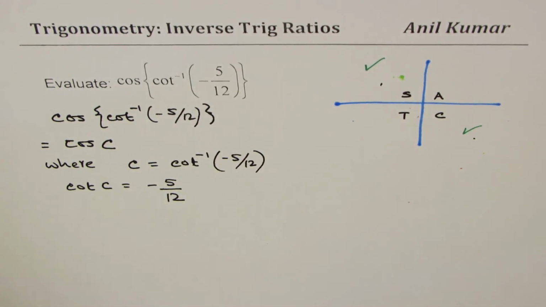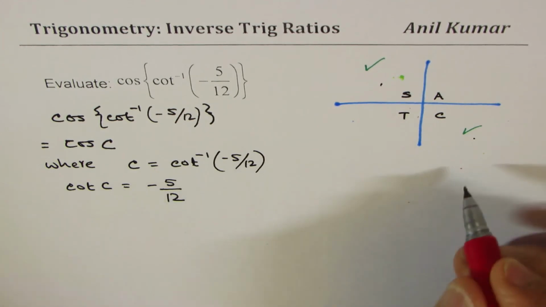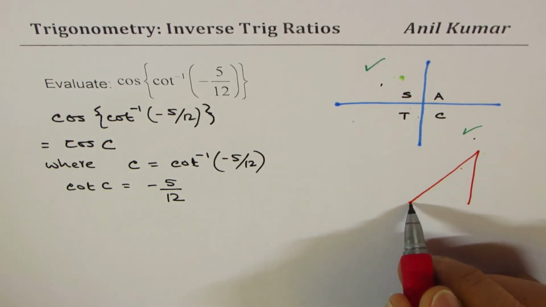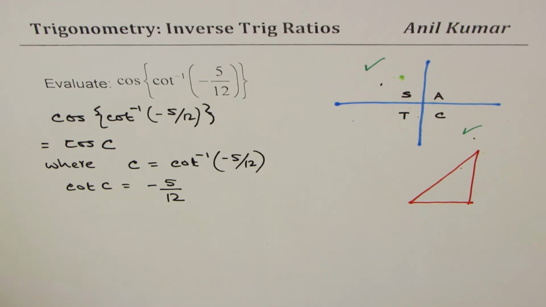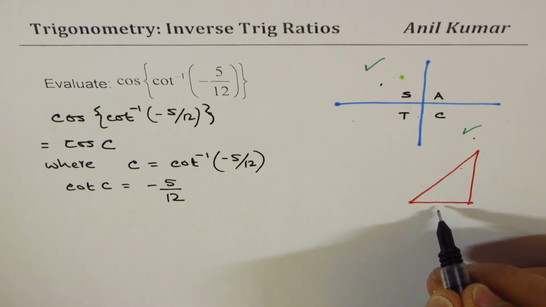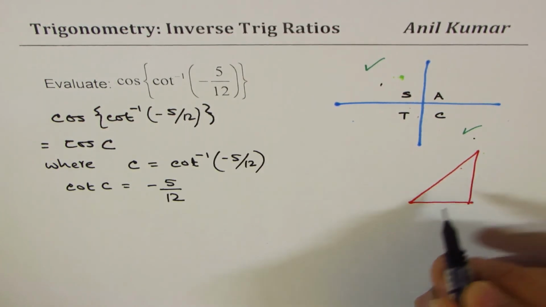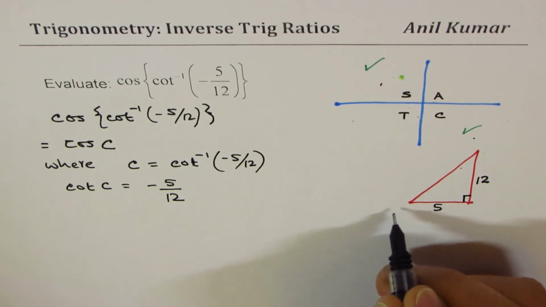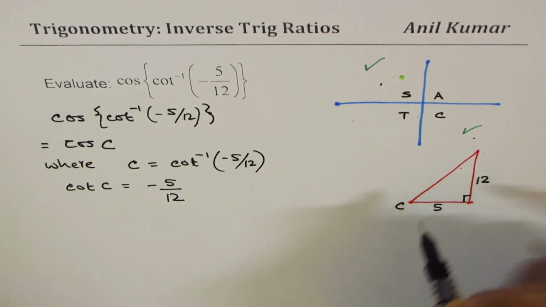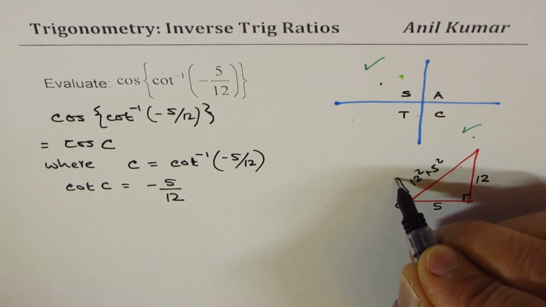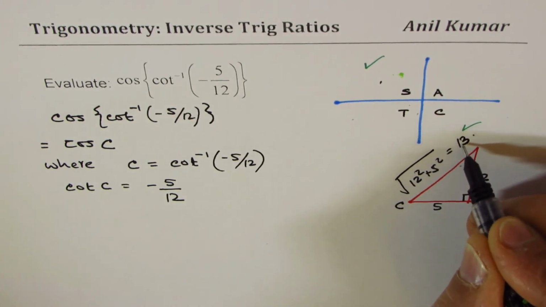Now cot C is negative, that means we are in these two quadrants. Perfect. Now if you are in these quadrants, then the triangle which you are going to consider will have what dimensions? Cotangent is adjacent over opposite side. So this is 5 and that is 12. Since it's a right triangle, the hypotenuse here is the square root of 12 squared plus 5 squared, which is equal to 13, right?